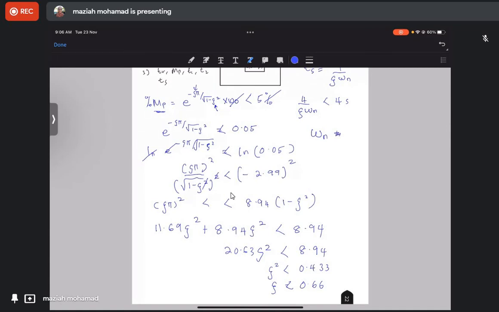Omega n is bigger than 4 divided by 4 multiplied with 0.66. So omega n must be bigger than 4 divided by 0.66, which is 1.518. All right, so for the natural frequency, you need to choose omega n that is bigger than 1.52 radian per second in order to get settling time of less than 4 seconds. Okay.